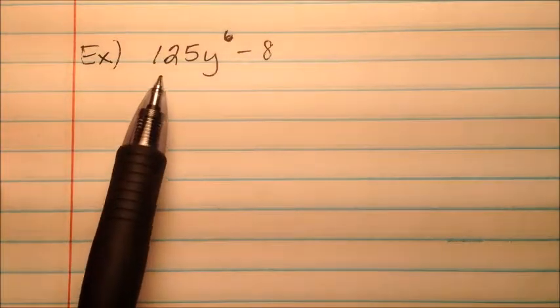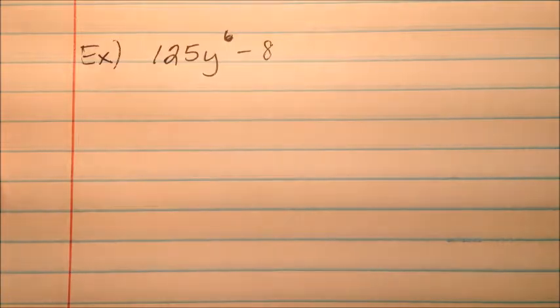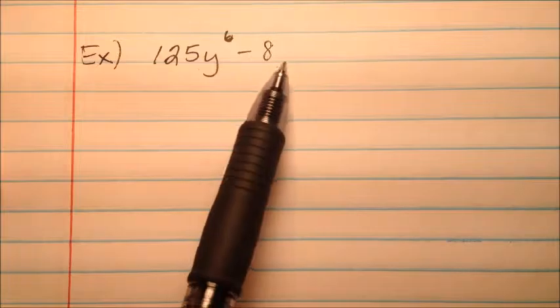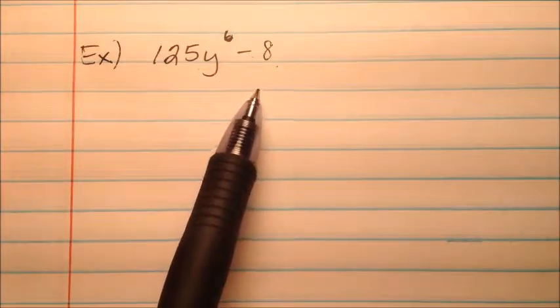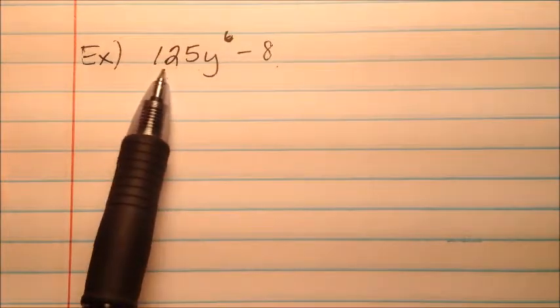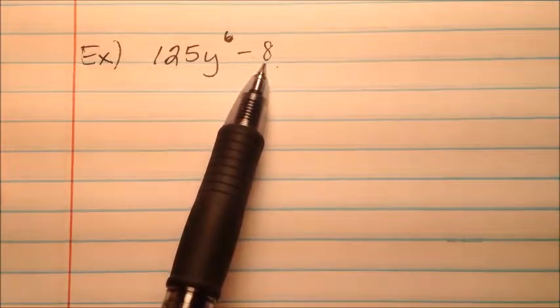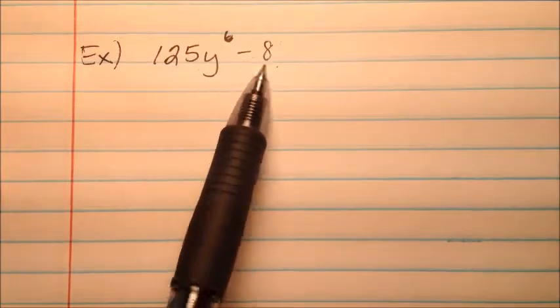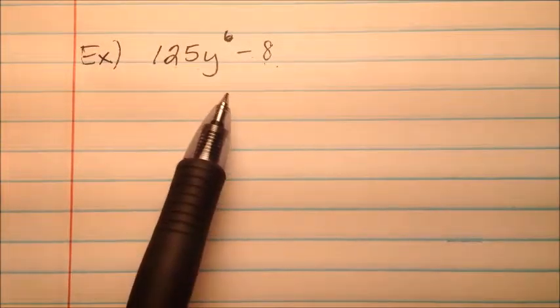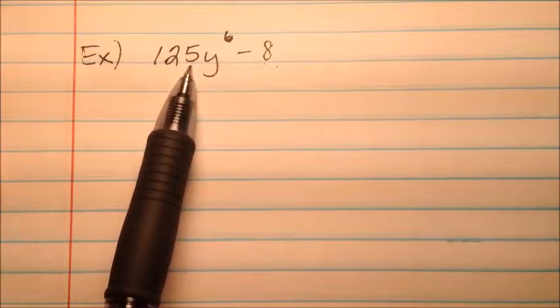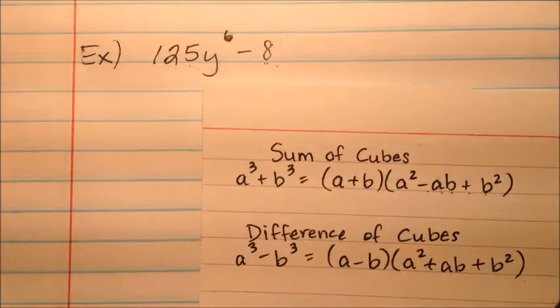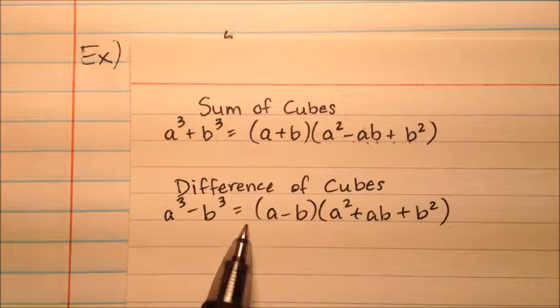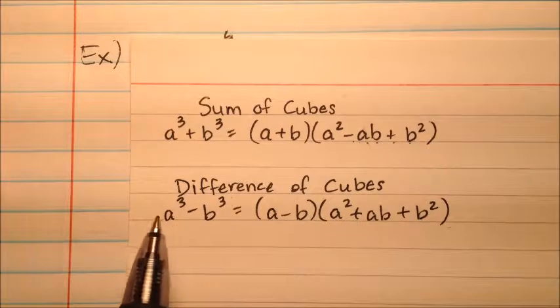Our second example is 125y to the 6th minus 8. When we look at these, we notice automatically we have two terms and they're being subtracted. So typically you're going to want to look first for a difference of squares, maybe a difference of cubes. Well, 125 is not a perfect square and 8 is not a perfect square, and we can't factor anything out of here to make them perfect squares. So let's try cubes. 125 is a perfect cube and 8 is a perfect cube. So I bet we're going to use difference of cubes, which is slightly different than sum of cubes.